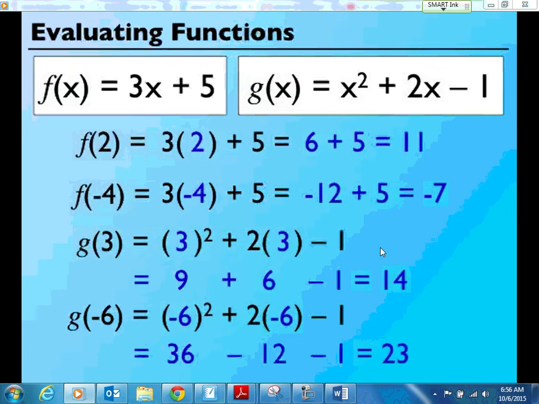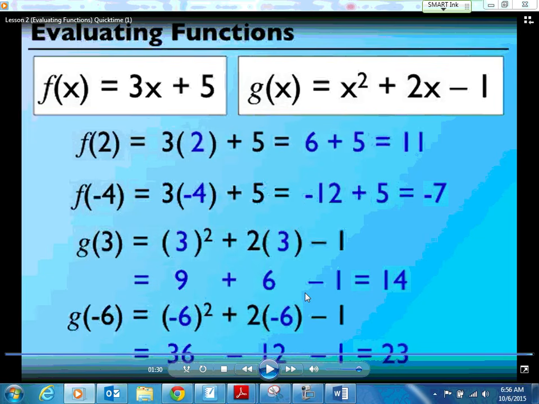We need to be very careful when we're evaluating functions that we're plugging in the value everywhere that we find it, and that we're plugging it in specifically for x. Anything that happens to x in the function has to happen to the value when we plug it in. If the x is squared, the value that we plug in must be squared. If the value is divided by some number, then when we plug it in, the value needs to be divided by some number. So we need to make sure that we're paying special attention to do that the whole time.